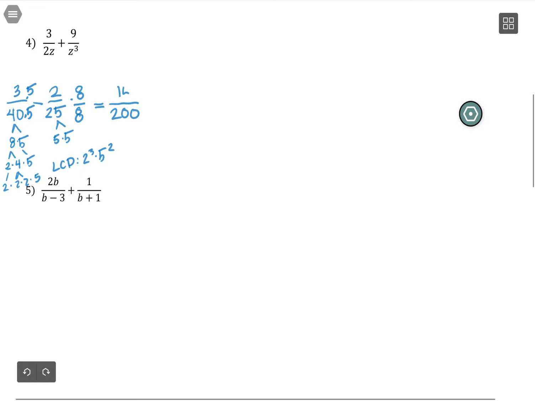And on the top we'll have 15 minus 16 over 200. Avoid the temptation to go reducing them. Sometimes people do that. We want to use the common denominator before we try and simplify. So I get negative 1 over 200. Okay, so this is the process for numbers.